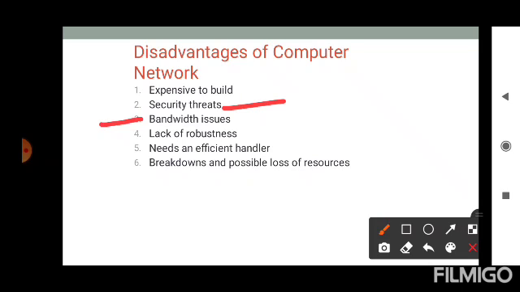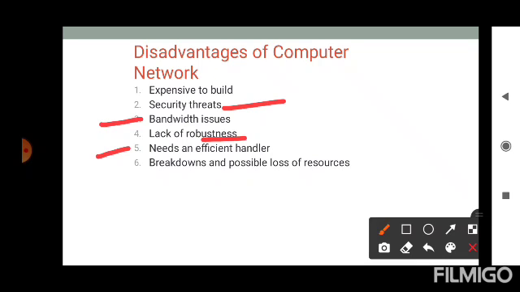In a network, there are users who consume a lot more bandwidth than others, because of which other people may experience some difficulties. Then fourth is lack of robustness. If the main file server of a computer network breaks down, the entire system becomes down and useless. So, lack of robustness.